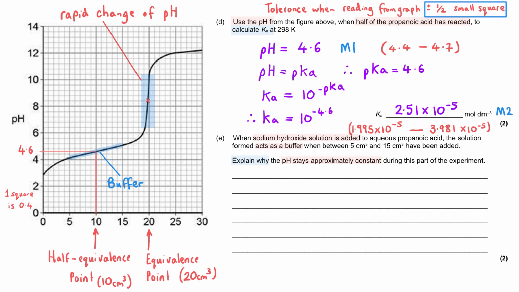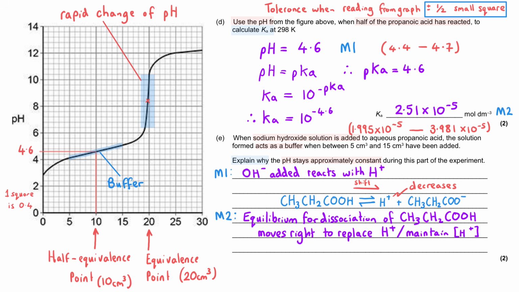When we add OH- ions, it must react with something from the buffer, and that will be the hydrogen ions. The hydrogen ions are formed from the dissociation of the propanoic acid, turning into hydrogen ions and propanoate ions. So if the hydrogen ions are used up, the equilibrium for the dissociation of the propanoic acid will move right to replace these hydrogen ions and maintain the hydrogen ion concentration.